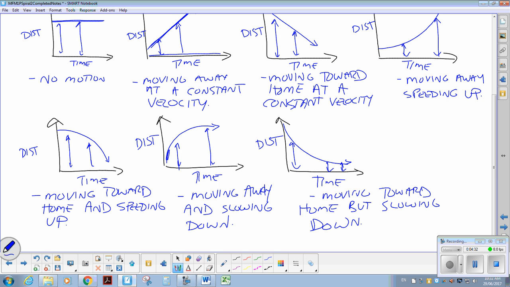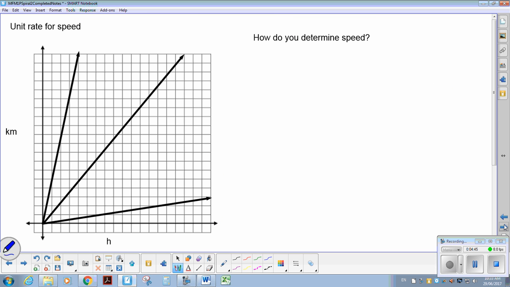Now, for the grade 9 course, those first 3 graphs are the important ones. The other 4 are just knowing that if it's not a straight line, it's not a constant velocity or constant rate of change. All right, so unit rate for speed. So how do you determine speed? Remember that speed, if I ask you what speed is, from the signs on the side of the road, it's kilometers per hour.